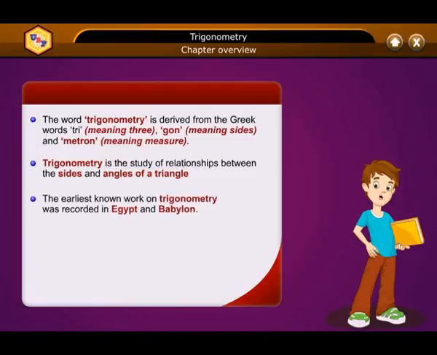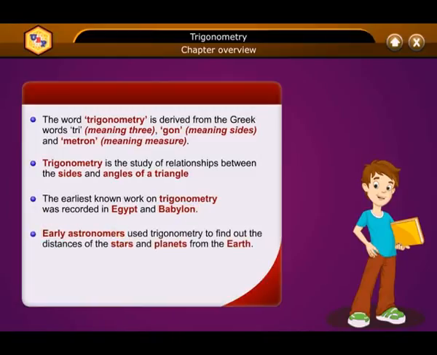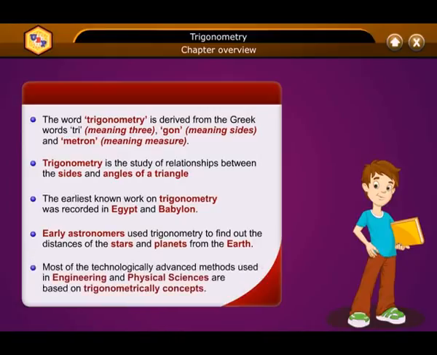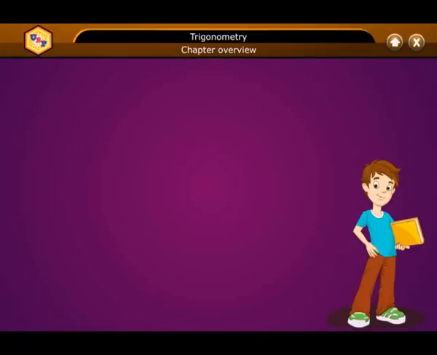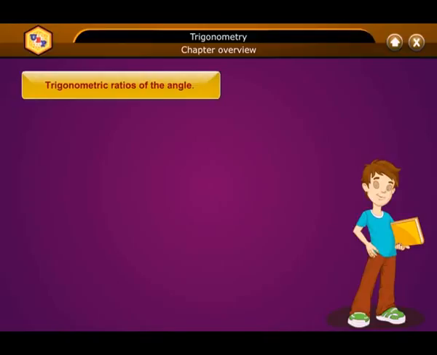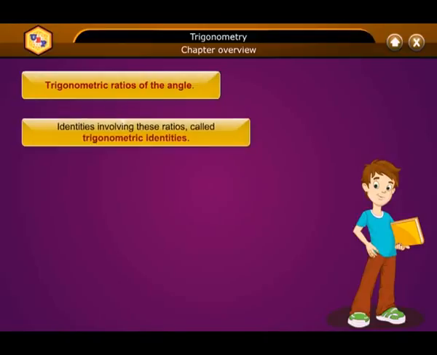The earliest known work on trigonometry was recorded in Egypt and Babylon. Early astronomers used trigonometry to find out the distances of the stars and planets from the Earth. Most of the technologically advanced methods used in engineering and physical sciences are based on trigonometric concepts. In this chapter, we shall learn trigonometric ratios of the angle, and identities involving these ratios called trigonometric identities.